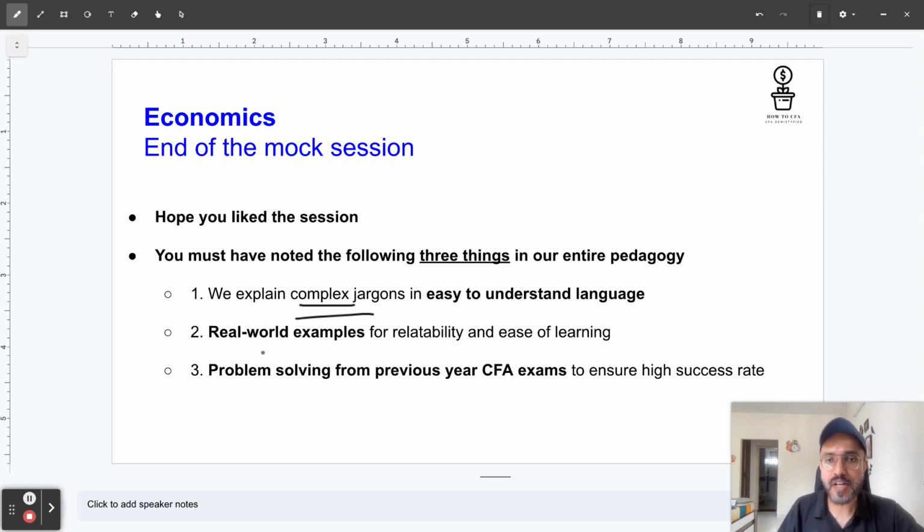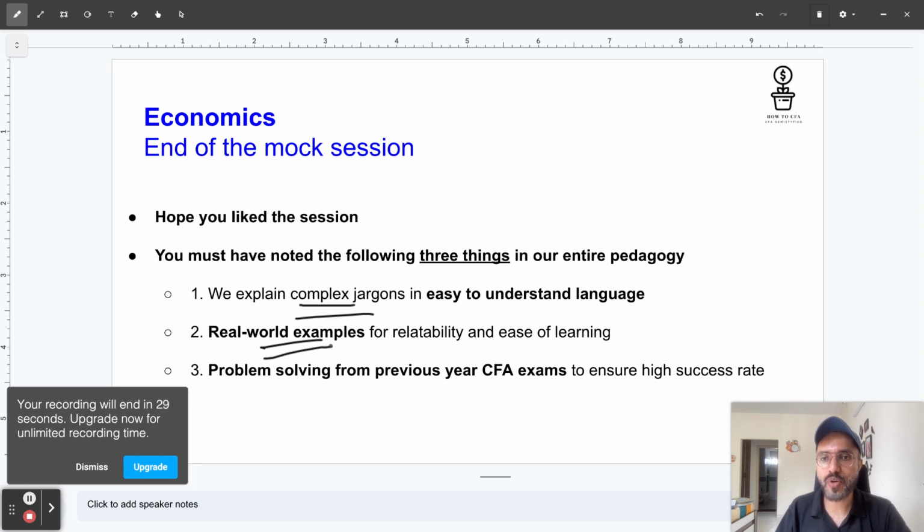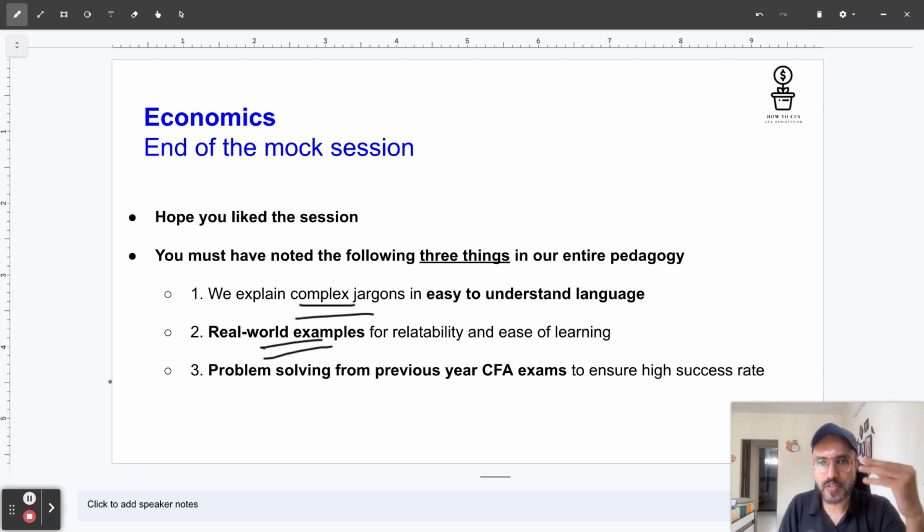Then we took up real world examples. We really took real examples, and that is where we were able to relate to it very well. And lastly, we did a lot of problem solving from previous year CFA exams, which is how we will do it for the future as well.